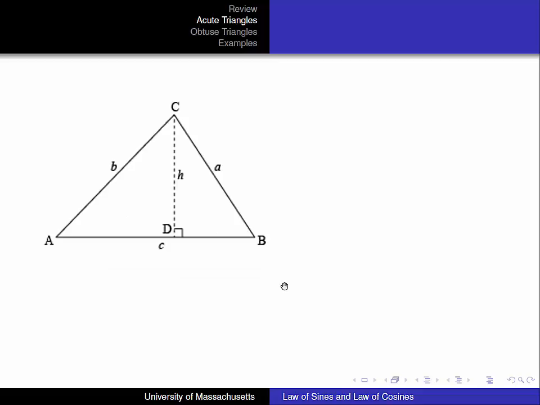I'm going to draw a perpendicular line from angle C down to side little c. So side H hits side C at a 90-degree angle. Now we have two right angle triangles, and we know how to solve for sides and angles on a right angle triangle. Looking at triangle ACD, sine A is opposite over hypotenuse, which in this case is H divided by B. By multiplying both sides of the equation by B, we get that H equals B sine A.